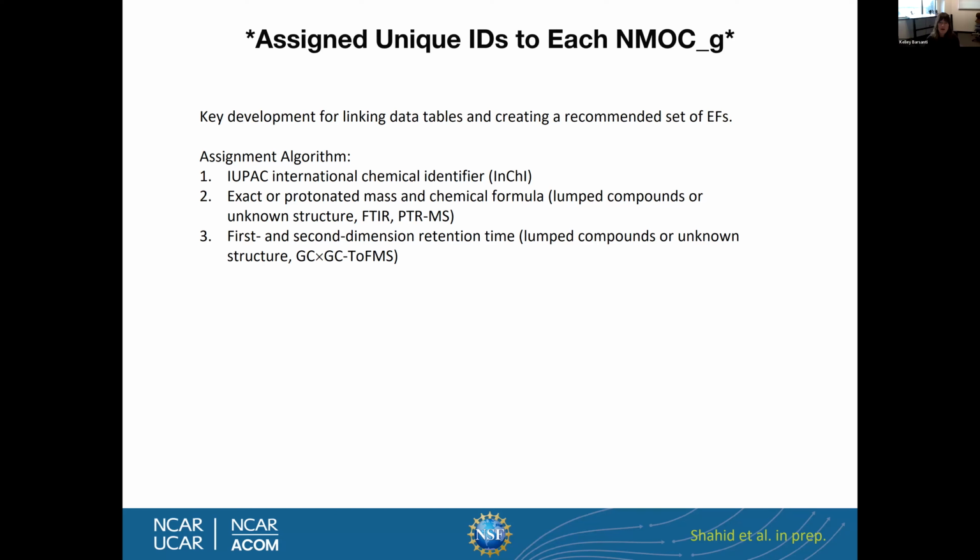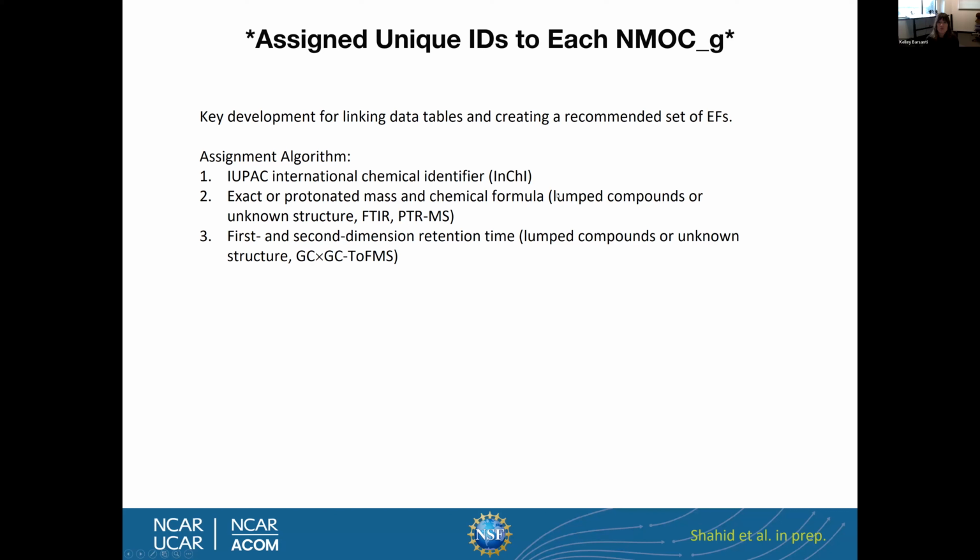So we spent a lot of time trying to figure out how to assign unique IDs to these compounds. Samia came up with an algorithm, and basically we had this hierarchical naming structure. We started with the IUPAC International Chemical Identifier, so we assigned an InChI if we could. The second thing, we have exact or protonated mass as reported in the source publication, and chemical formula.